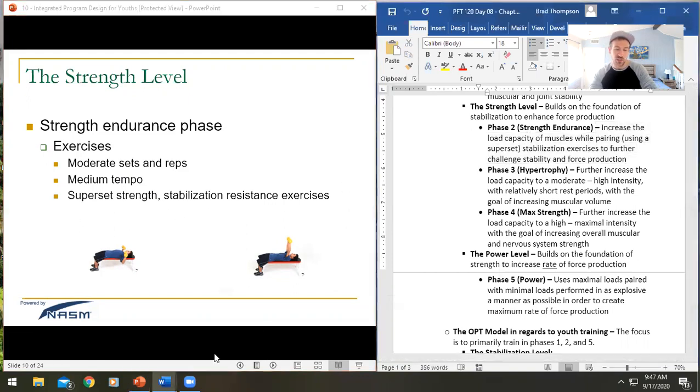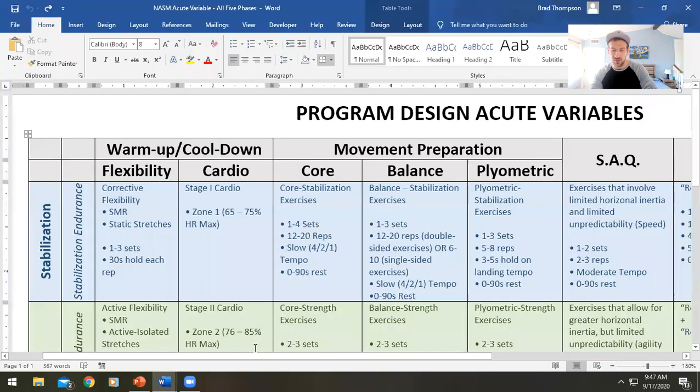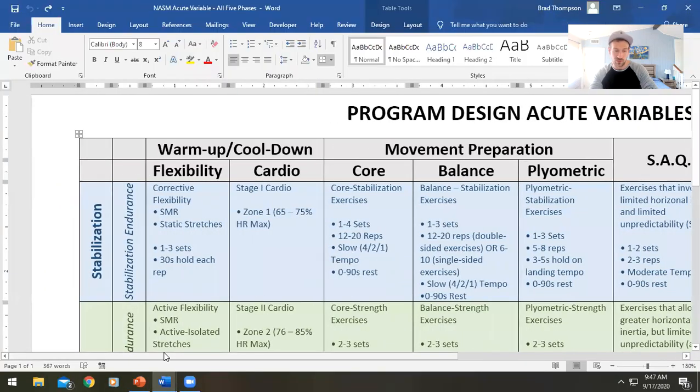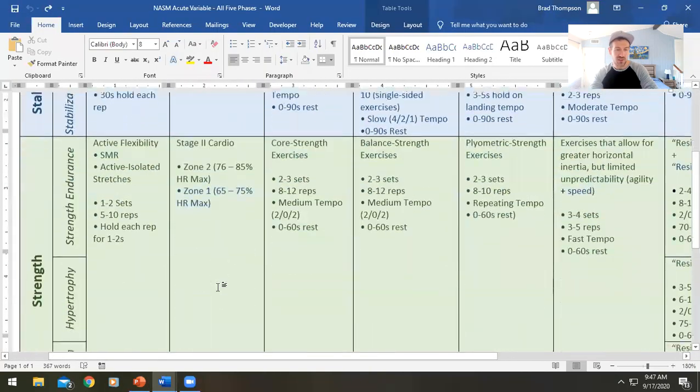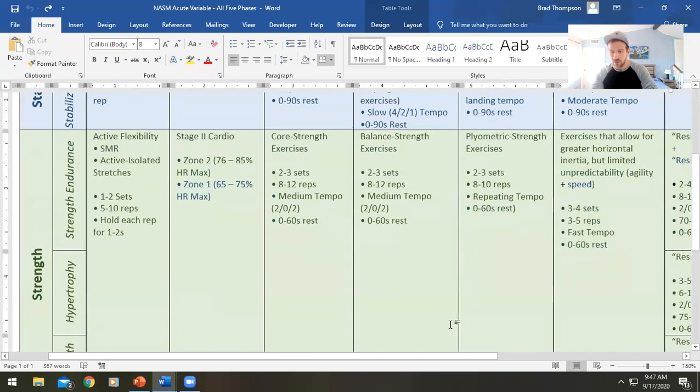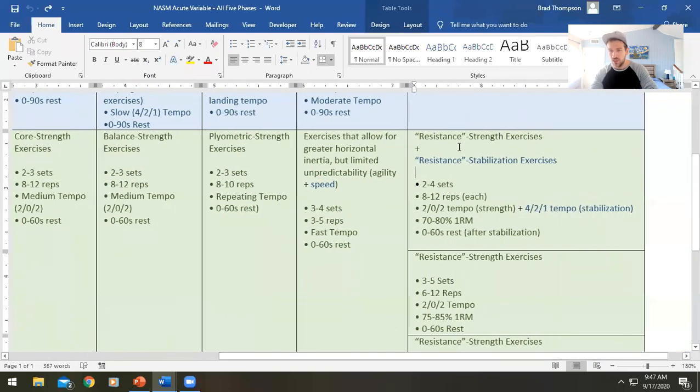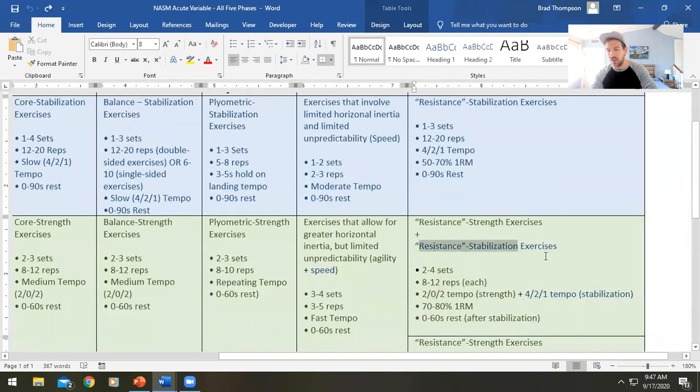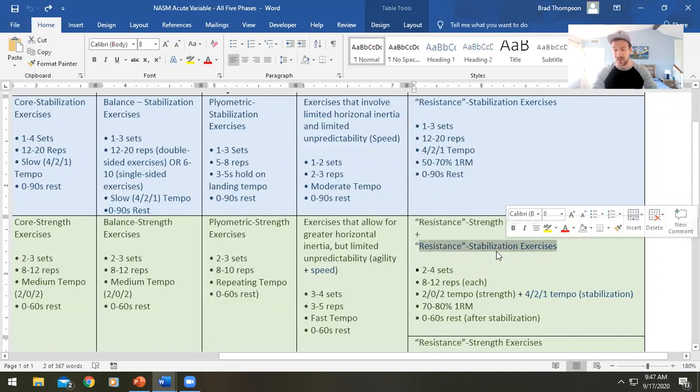Strength endurance is pretty unique. It's unique on the OPT model. The only one that's somewhat close to it is the power level. So when we look down here, and I go to the resistance section, you'll notice your exercise selection, we actually got a little bit of blue stuff in our green section here, right? Your exercise selection isn't just resistance strength, it's resistance strength first, superset with resistance stabilization.